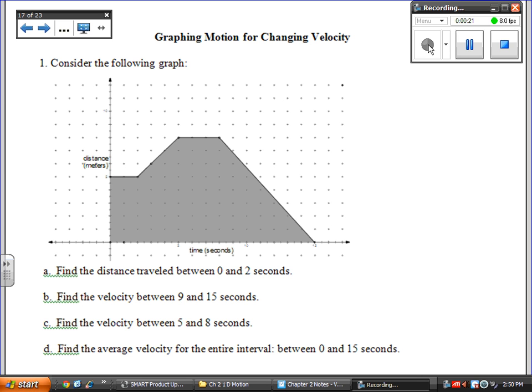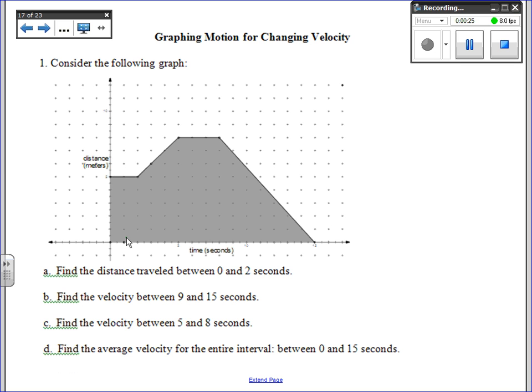If we look on the x-axis, or on the horizontal axis, we see time in seconds. Here's 1 second, 2 seconds. And we can see that this object has remained at a distance of 5 meters, and its position has not changed. Therefore, the distance that it's traveled is 0 meters.